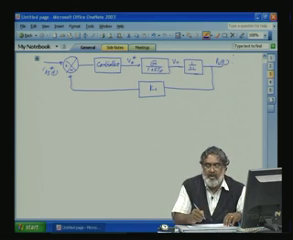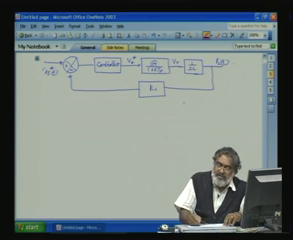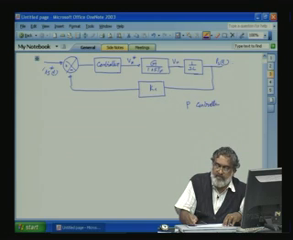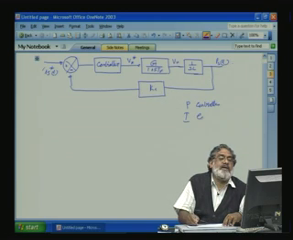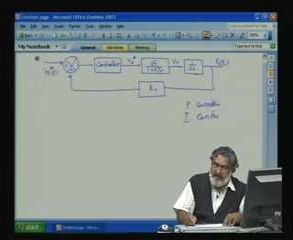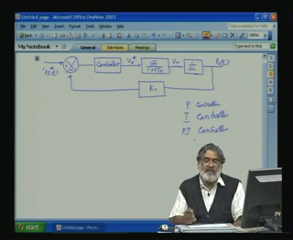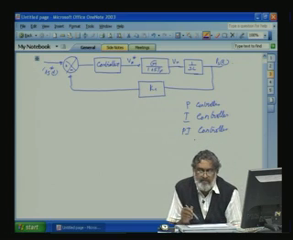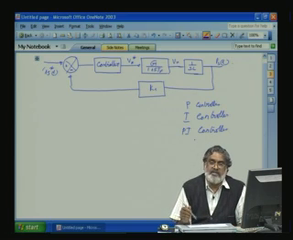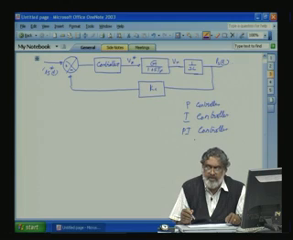We have studied many controllers like the P controller, I controller, and PI controller. So, which one to use here? To start with, we take some ideas from the basics of control system.